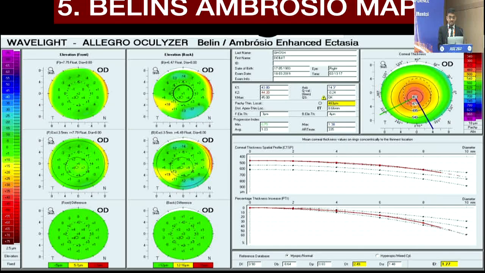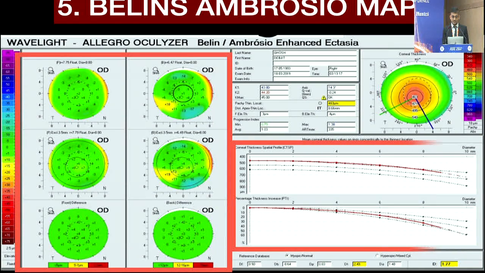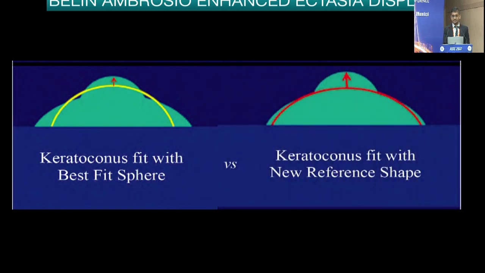And the fifth point is the Belin-Ambrosio ratio map, which should be viewed in these 4 points. So we'll go one by one. The Belin-Ambrosio ectasia map creates a new best fit sphere by excluding 3.5 to 4 millimeter of area around the thinnest point on the cornea. What it does is create a new reference surface which is flatter than the original reference surface. As a result, the ectatic areas get enhanced.